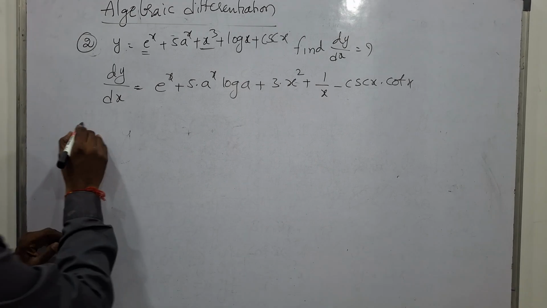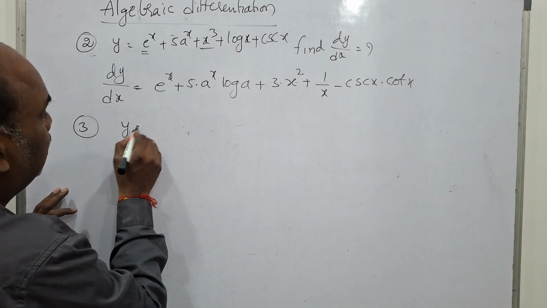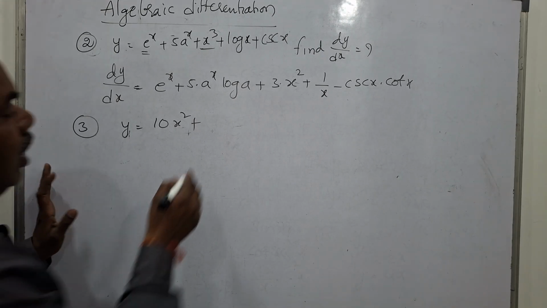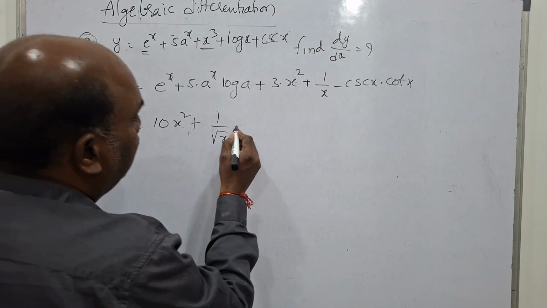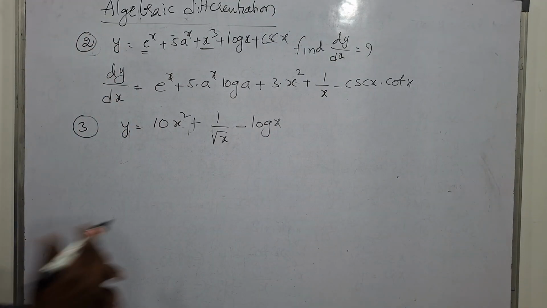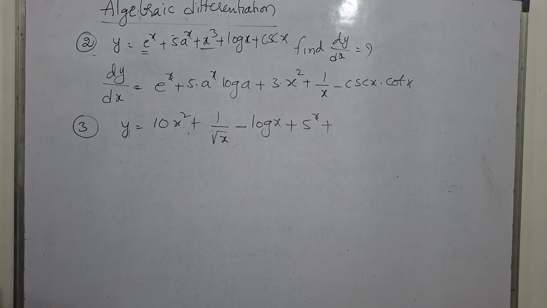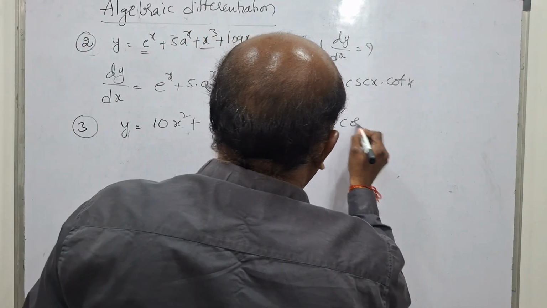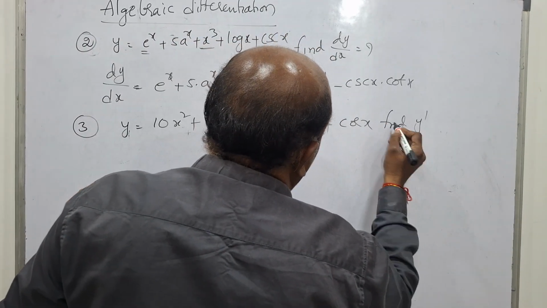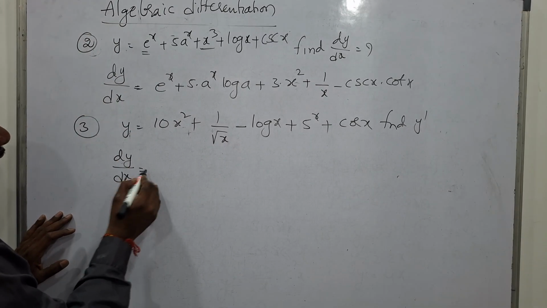One more question, note down beta. Third question, this one you try to do. y is equal to 10x square plus 1 by root x minus 1 by log x plus 5 root x plus cos x. Find dy by dx. dy by dx is also called y dash.